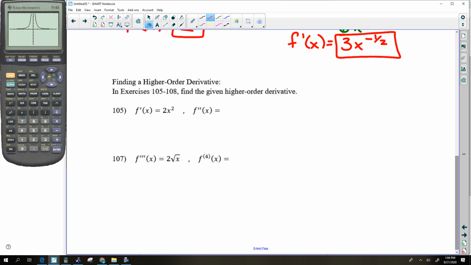So again, they're just asking, what is this higher order derivative? Right now, they start you off with the derivative, and the question is, what is the second derivative? So that's the derivative of what they gave me.